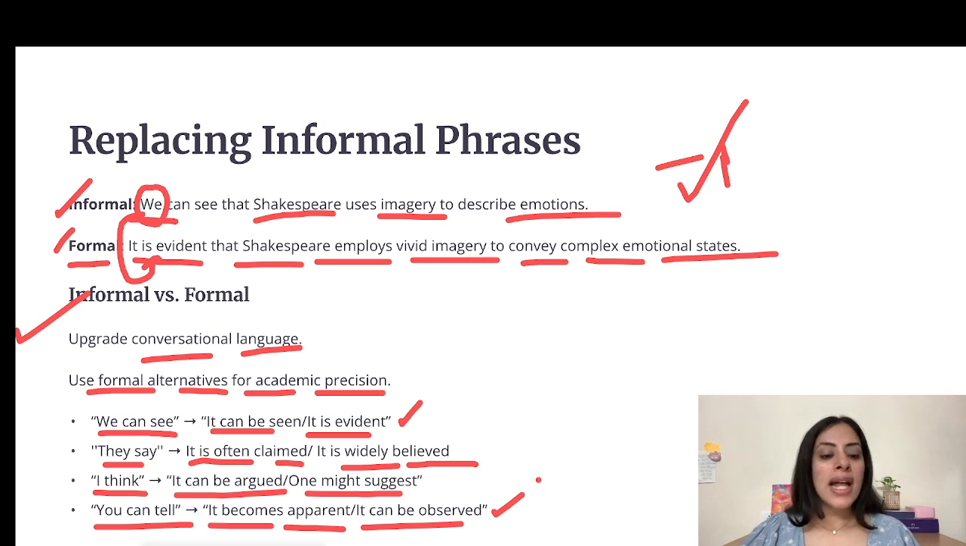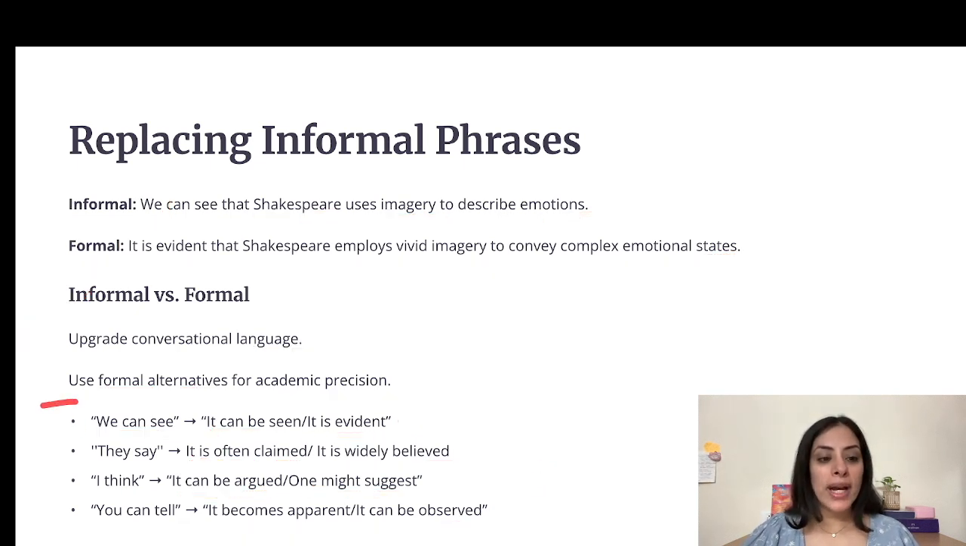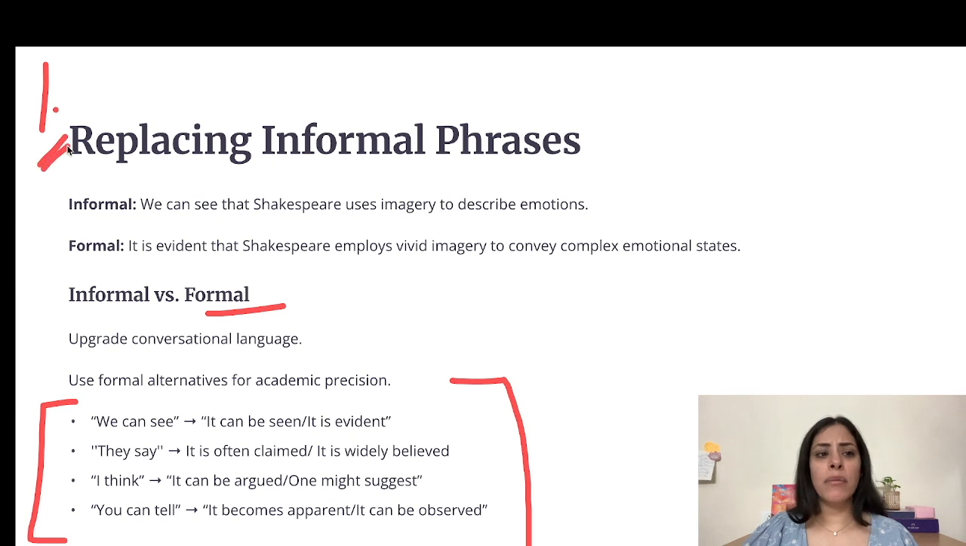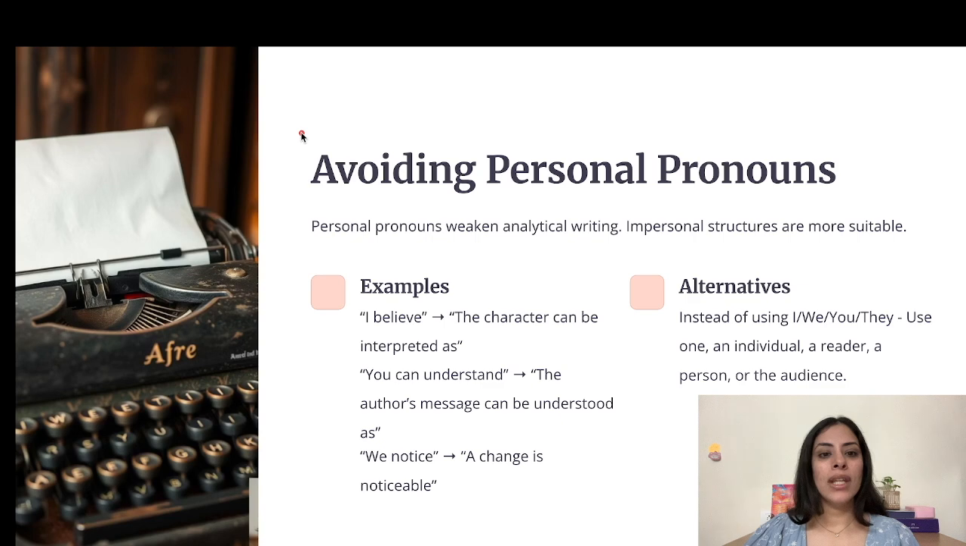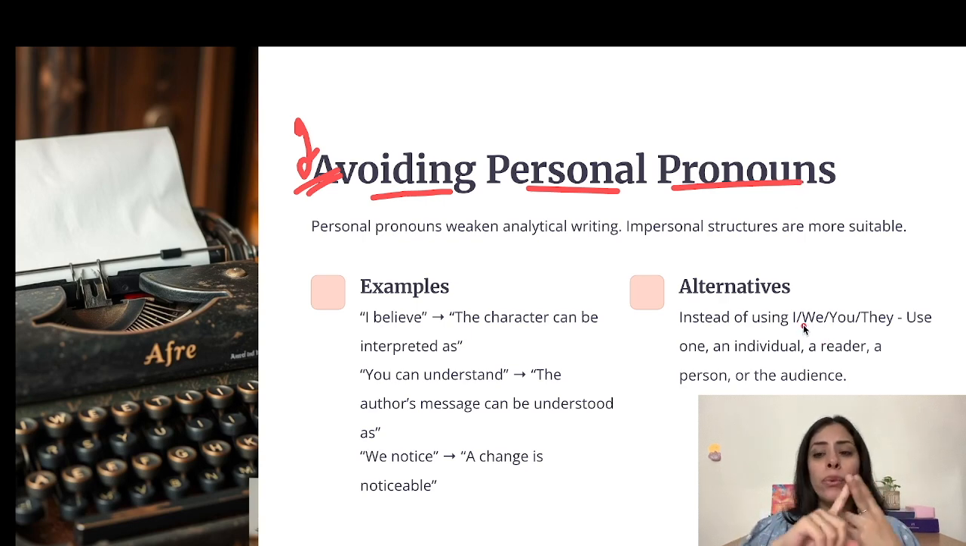Okay, so that's what I wanted to teach all you guys today, how to make your informal writing into formal. Now, definitely this is method number 1. I'll take you through a lot of methods today. Now, this is the second one, avoiding personal pronouns. Just like I talked about, instead of using I, we, you, they, you should change these into more formal phrase.